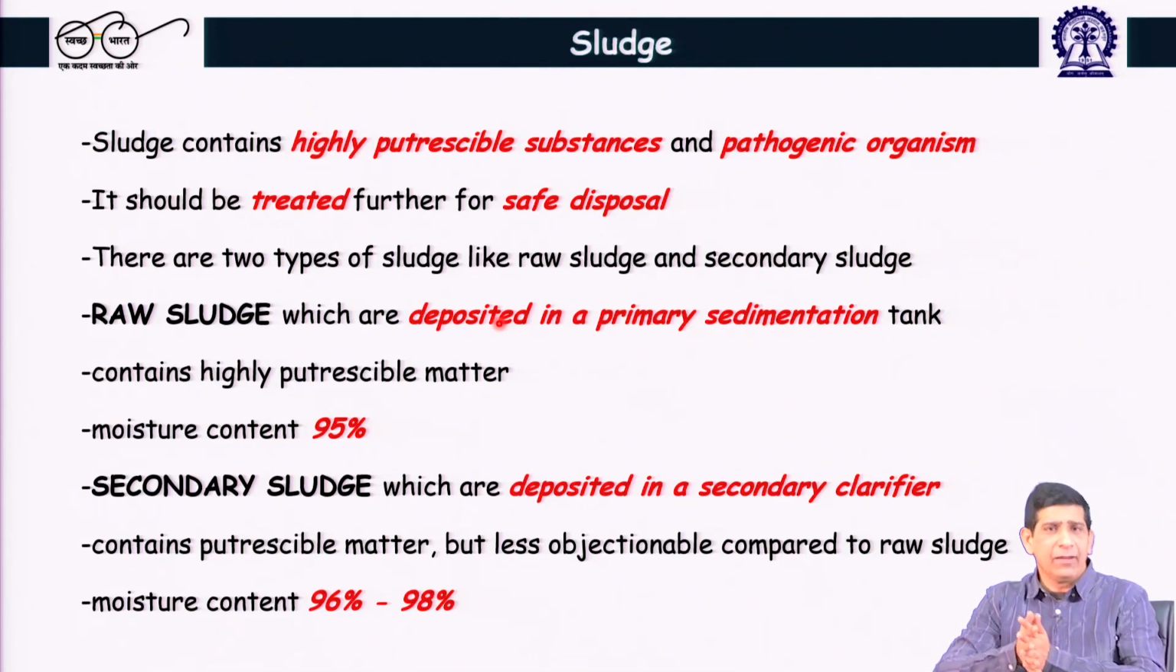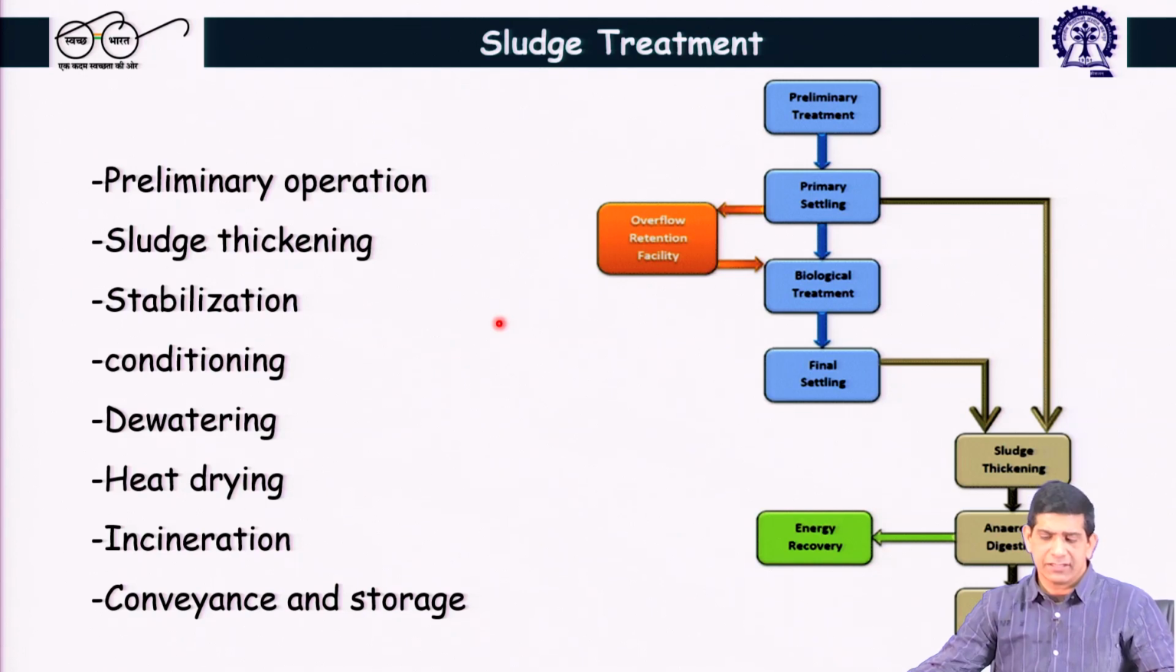It has very high moisture, 95%, and contains highly putrescible material, so it can be degraded. Then we have the secondary sludge, which comes after the secondary treatment, after the secondary clarifier. It does have putrescible matter, but less compared to raw sludge, and the moisture content is similar, 96 to 98%, so very high moisture. We do some biological treatment of those sludges because they have some organic material.